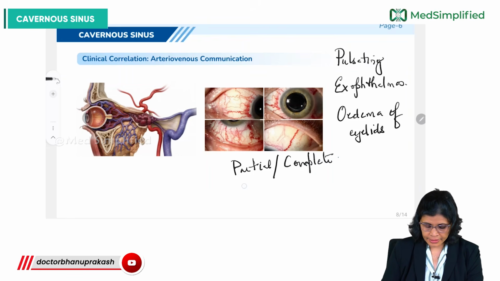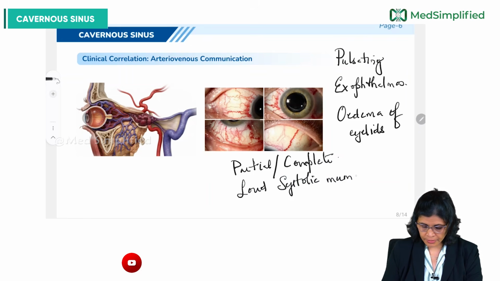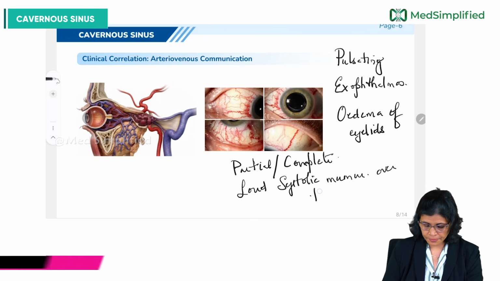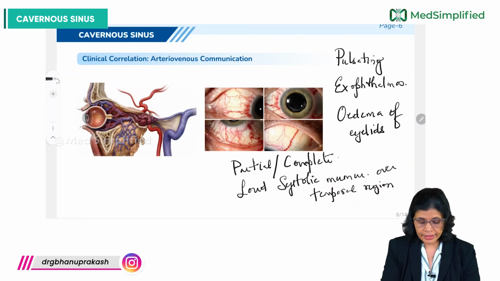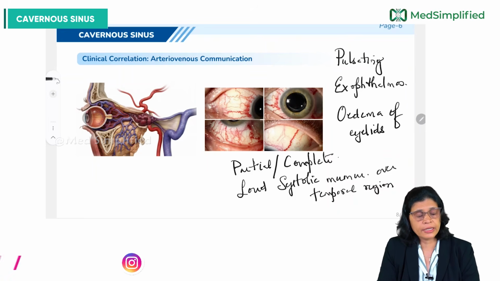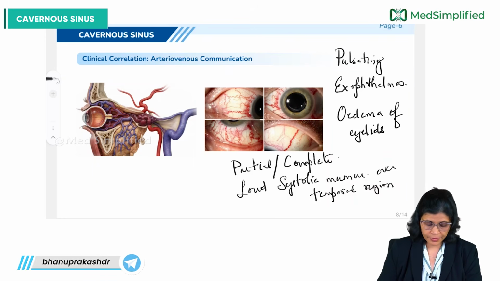Okay, then there is a loud systolic murmur over the temporal region. Over the temporal region, we see the loud systolic murmur. So usually we treat this by the ligation of the internal carotid artery, but there is always the risk of contralateral hemiplegia in this case when we ligate.